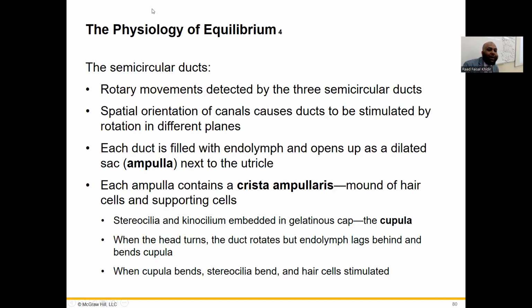Because the macula sacculi is nearly vertical, it responds to vertical acceleration and deceleration. Okay. So how is the physiology of equilibrium achieved? Rotary movements are detected by the 3 semicircular ducts. The spatial orientation of the canals causes the ducts to be stimulated by rotating in different planes. Each duct is filled with endolymph and opens up as a dilated sac known as the ampulla. And each ampulla contains a crista ampullaris, which is a mound of hair cells and supporting cells.